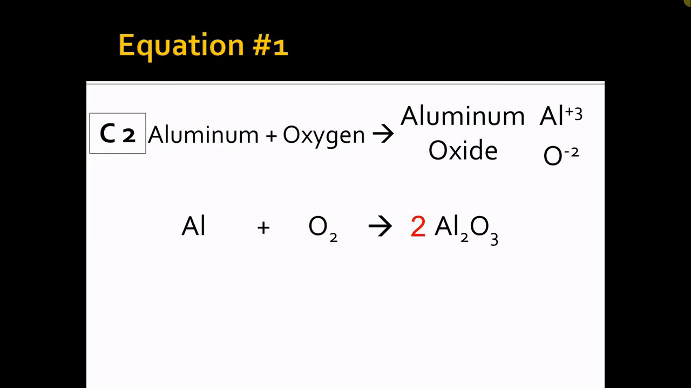You have 4 aluminums on the product side. You want to get 4 on the reactant side, so you just put a 4 in front of Al. And then you have 6 oxygen on the product side over here, so you want to get 6 oxygens on the reactant side on the left, so you just put a 3 in front of the O2 to give you 3 times 2, giving you 6 oxygens on the reactant side. Once you do that, it checks, it's balanced, you followed your blue cheat sheet, you're done for the first problem.